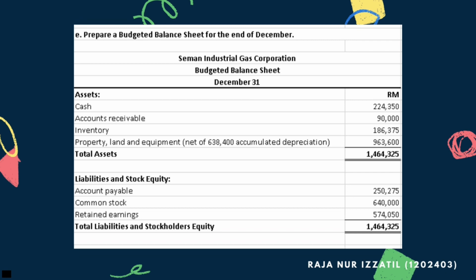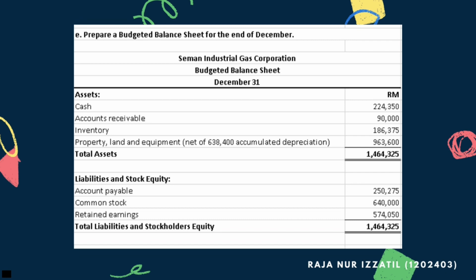So for the total for the property, land and equipment, we get 963,600, which we calculate 1,006,000 minus with 42,400, and we will get the total amount for property, land and equipment 963,600. So after that, we sum up everything for the item asset starting from the column cash until property, land and equipment. We will get the total asset 1,464,325 ringgit.